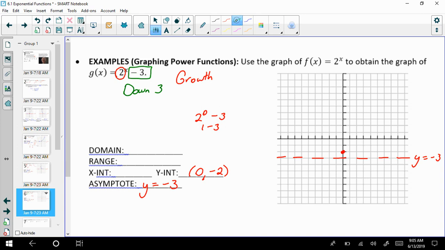And so now, since this is a growth graph, I'm just going to draw it in here. Okay, so I know my domain is -infinity to infinity. Now be careful with the range. How far down does my graph get to go this time? What does it get closer and closer to? You should say -3. And then how high up does it go? Well, it keeps going to infinity.